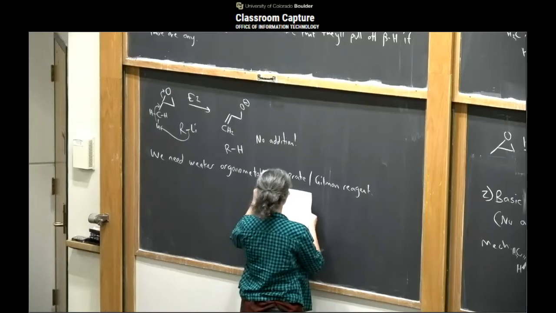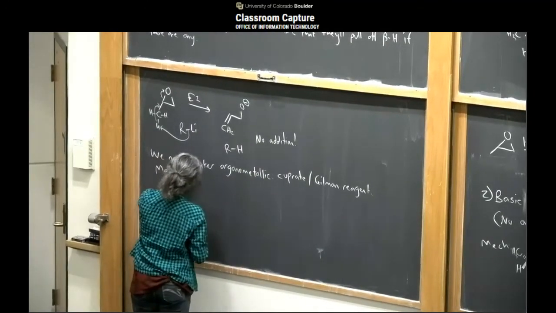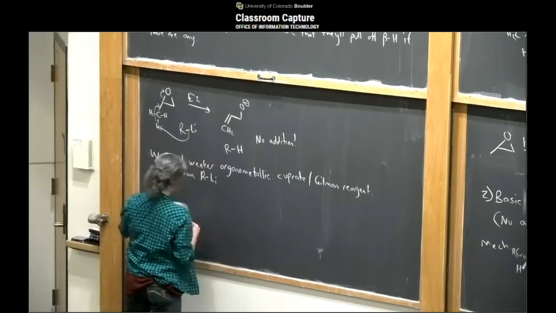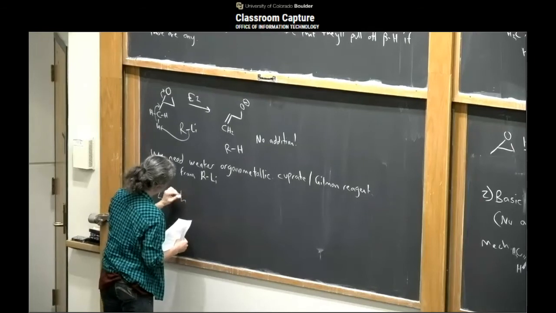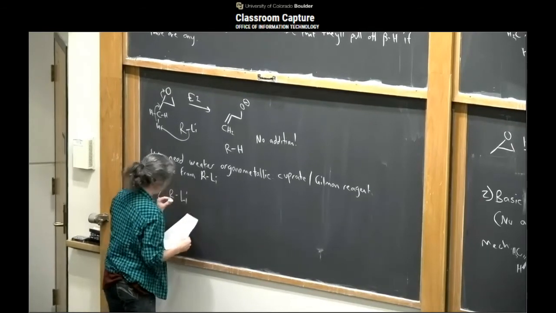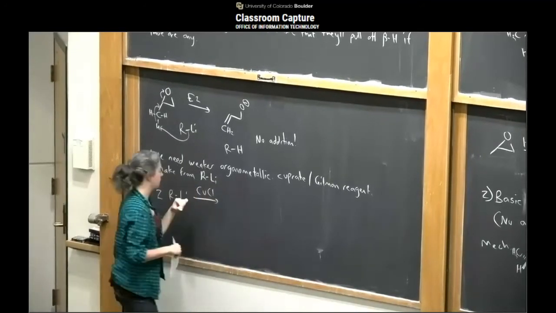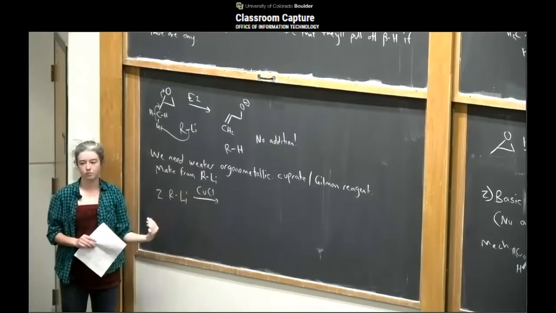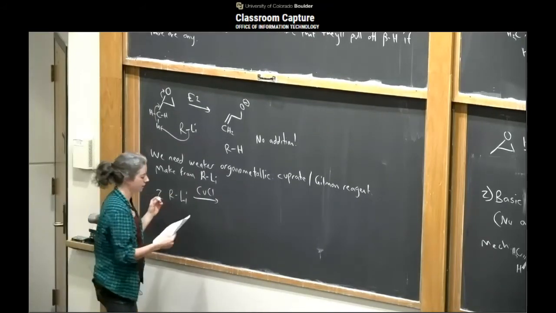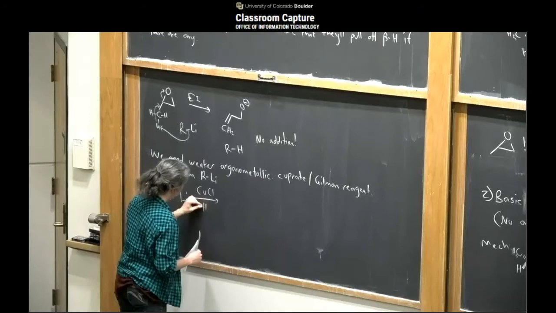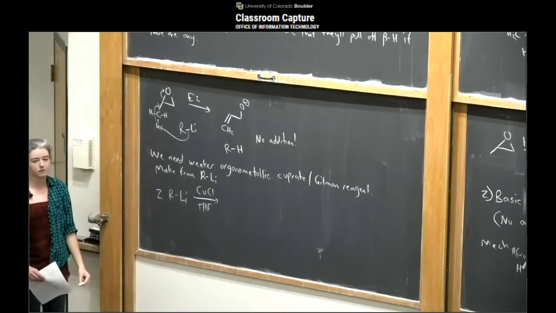What you're going to do is make it from RLi. So we're going to have two copies of the organolithium here, and we're going to bring it together with copper in the +1 oxidation state, say copper chloride, copper bromide, whatever. And then, just like always with organometallics, ether solvents are probably the best way to deal with it.